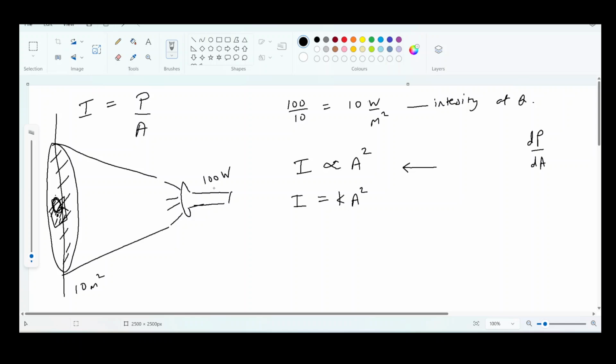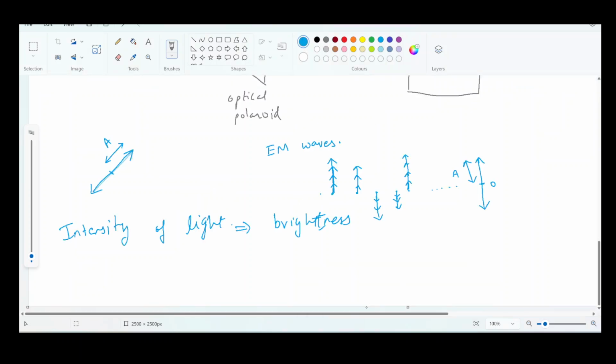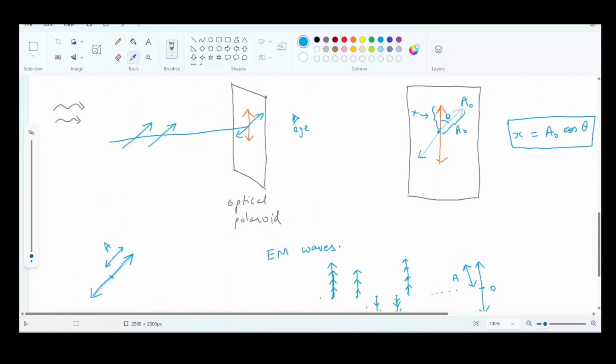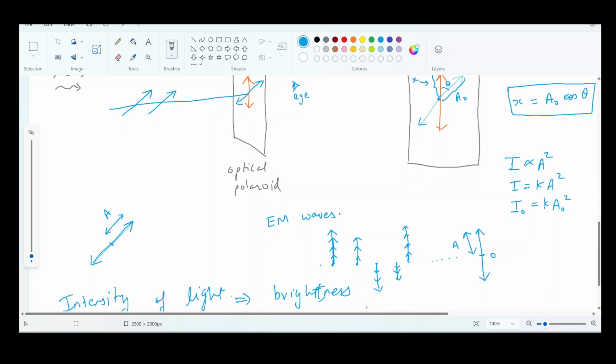So our question was how amplitude is related to intensity or brightness. It is related in the following manner. We have intensity directly proportional to amplitude square. So I is equal to k a square. And if I put a subscript naught on I, then a will also get a subscript naught.